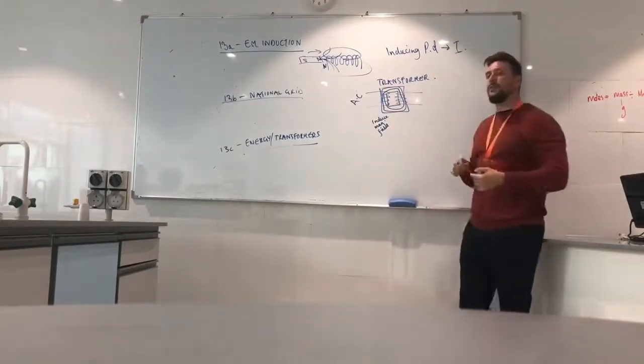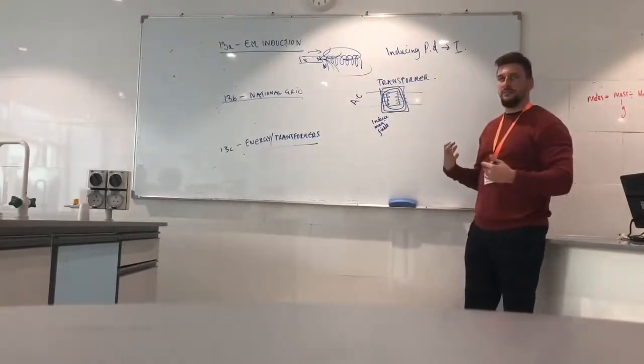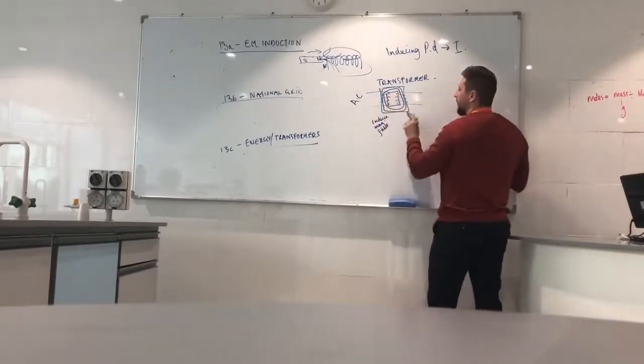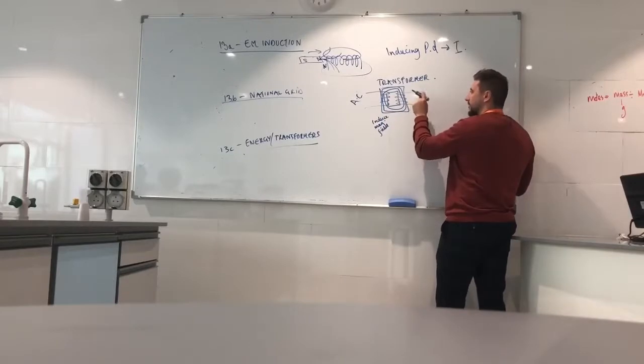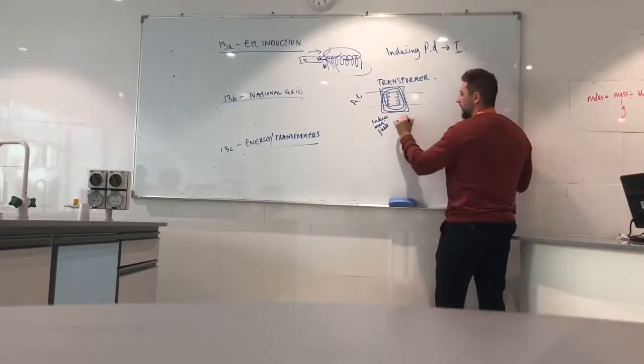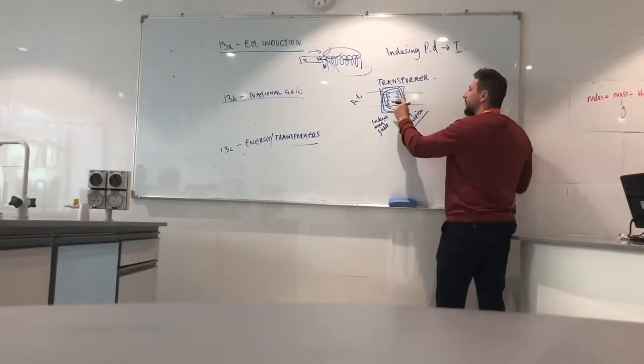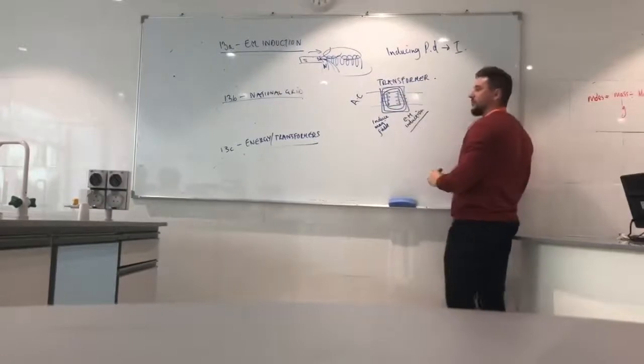Is the magnetic field produced changing or staying the same? Changing. Changing because it's AC. So the direction of the magnetic field changes. What does that cause in the secondary coil? It induces electricity. Exactly. Because you have a changing magnetic field passing through this coil, you are inducing a potential difference and current in the secondary coil.